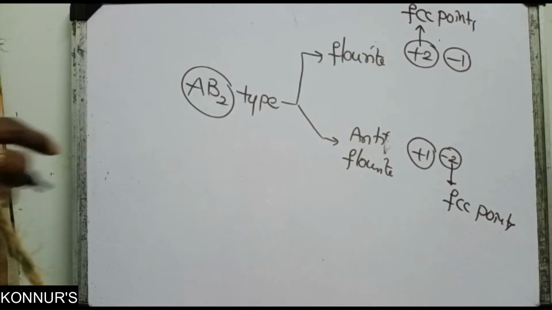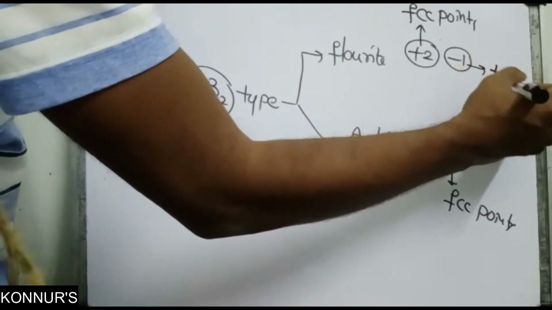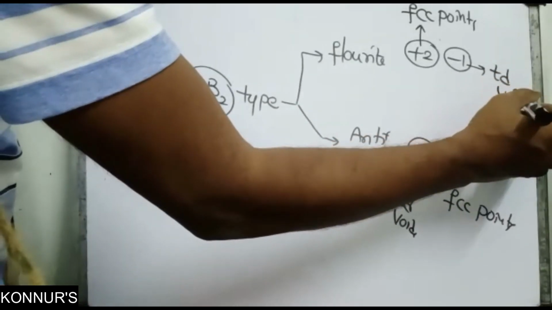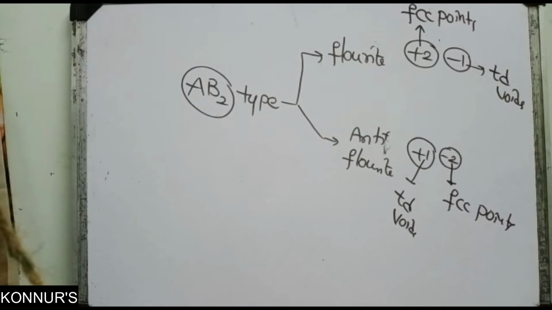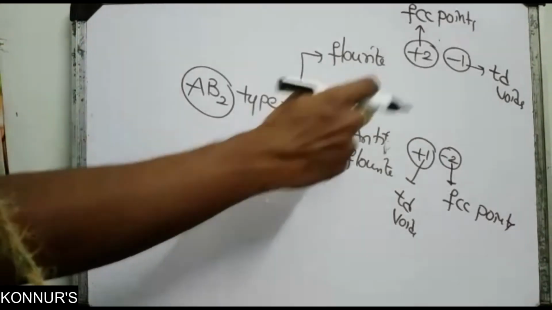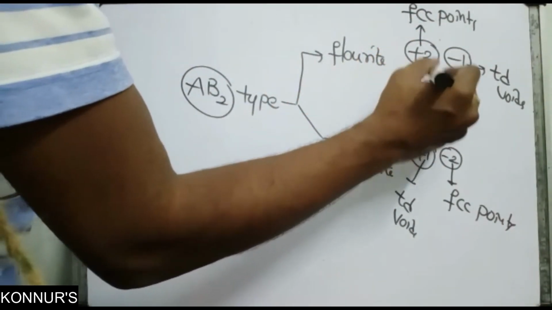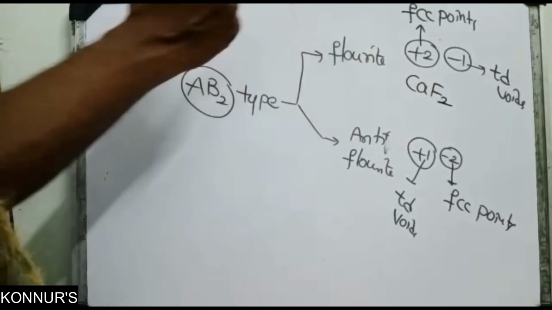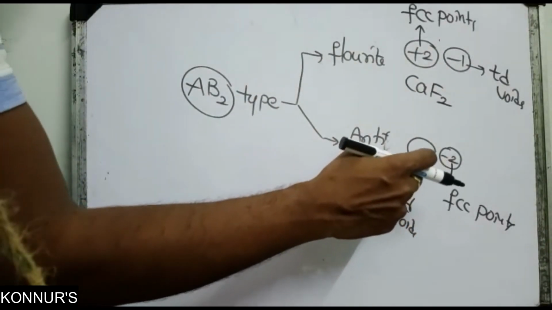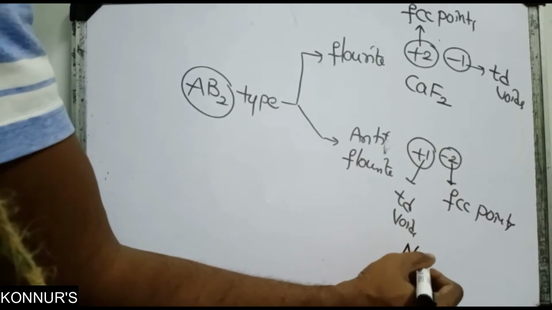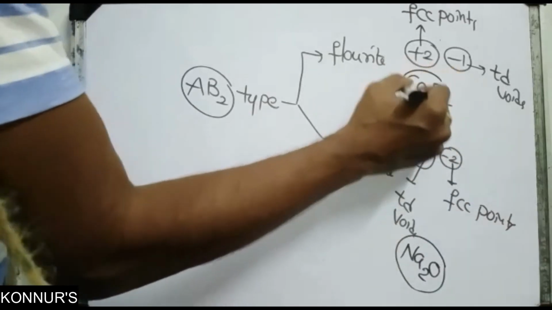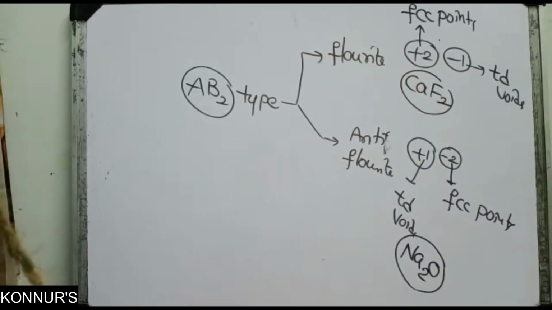Next, the other one is occupying tetrahedral voids. Tetrahedral voids means every body center has two tetrahedral voids. So what will be the formula they can ask? Calcium plus 2, fluorine minus 1, means CaF2. So CaF2 is a fluorite structure. Next, this is plus 1, so that means Na plus 1, O minus 2. So Na2O. Na2O, K2O are anti-fluorite structures, the reverse of CaF2.